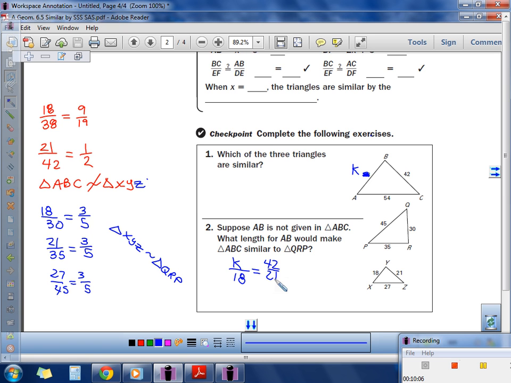Okay. Well, QRP. So we need to switch these real quick. I've got to compare ABC to QRP. So K, that's the smallest side, corresponds to the smallest side here, 30. And the biggest side corresponds to the biggest side here, so 54 over 45. Cross multiply real quick and tell me what you get. So I heard 36. That's correct. So this number should be 36. Good job.